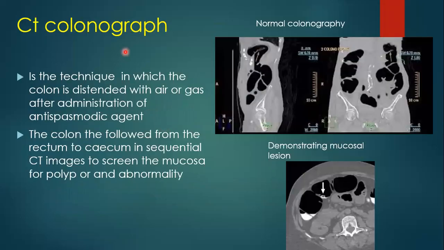CT colonography is the technique in which the colon is distended with air or gas after administration of an antispasmodic agent. The colon is followed from the rectum to the cecum sequentially. CT images screen the mucosa for polyps or any abnormality. Here, CT colonography shows a mucosal lesion.